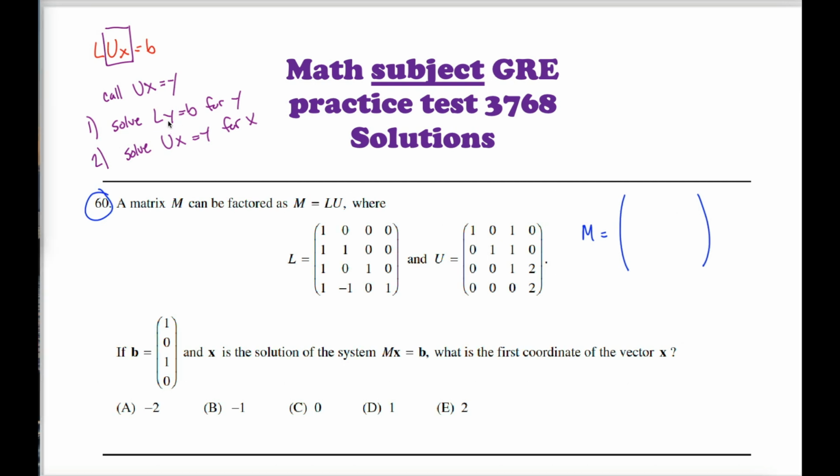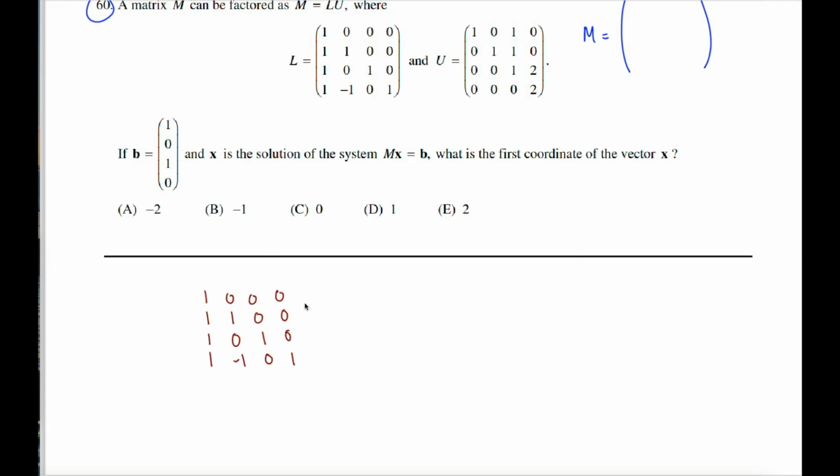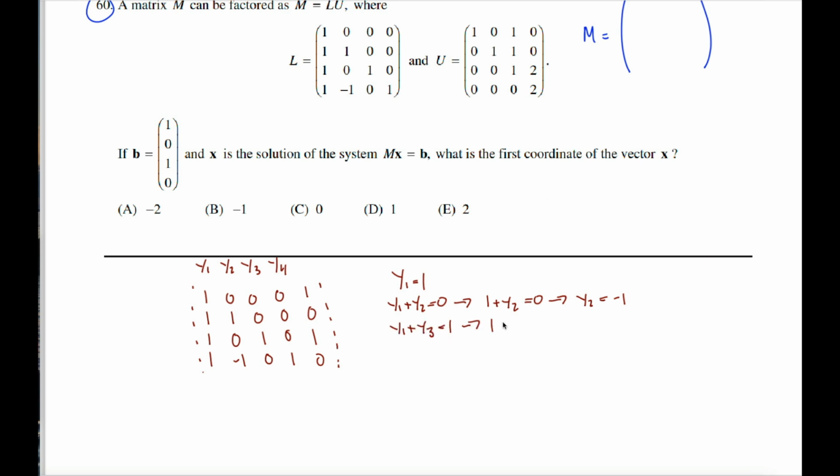So let's do it. First, Ly equals b. Here's L, here's b. I want to solve for y. This first row tells me that 1 y1 is equal to 1. Therefore, y1 equals 1. Using that fact, I can figure out y2 because this second row tells me that y1 plus y2 is equal to 0. So y2 must be equal to negative 1. I guess I can show my work a little bit. For this third row, I know that y1 plus y3 is equal to 1. y1 is equal to 1. Sure looks like y3 is equal to 0.